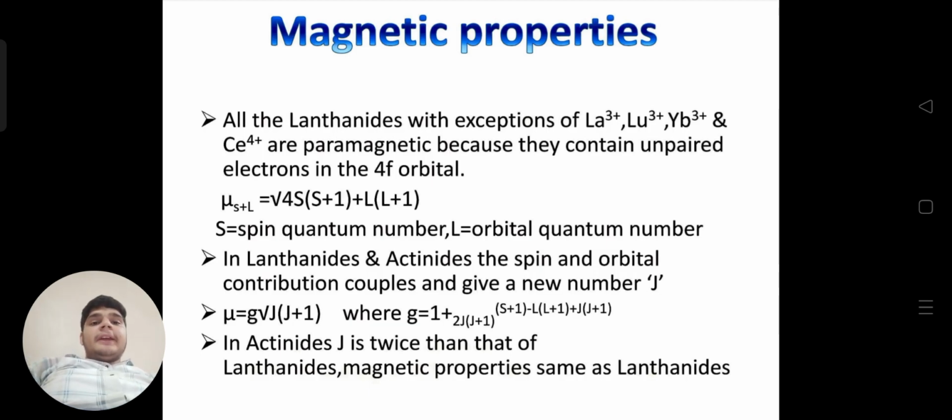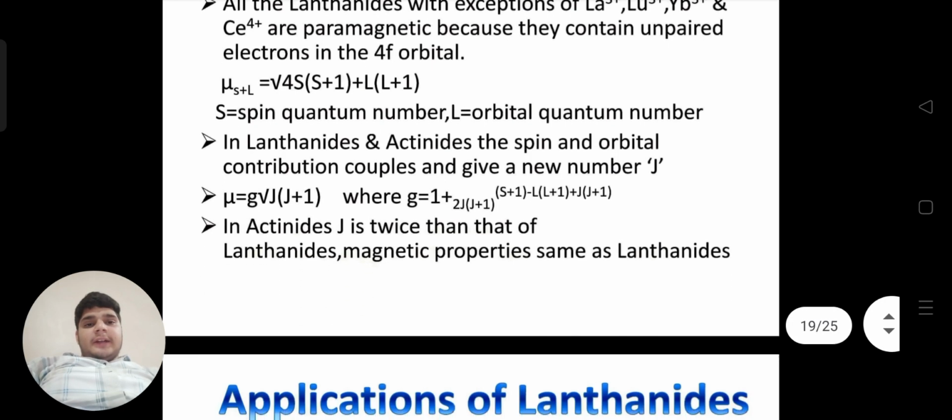Its magnetic moment can be calculated as the square root of 4S(S+1) + L(L+1), where S is the spin quantum number and L is the orbital quantum number. In lanthanides and actinides, the spin and orbital contributions couple, which gives a new number J, and the magnetic moment is now calculated as g times the square root of J(J+1), where g is equal to 1 + [S(S+1) - L(L+1)] / [J(J+1)]. In actinides, J is twice that of lanthanides. Magnetic properties of actinides are the same as those of lanthanides.